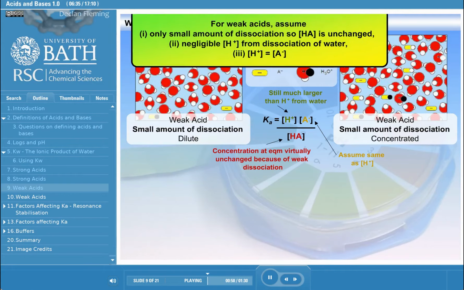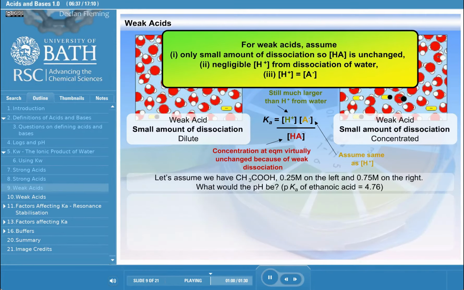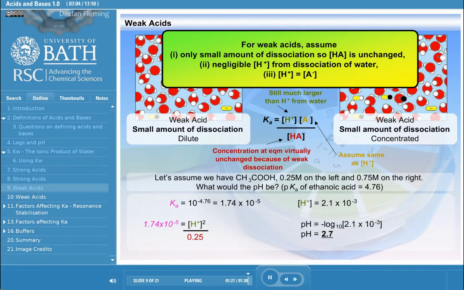So let's put this into action. If we have some 0.25 molar ethanoic acid, and we want to work out its pH, we'll want to get at its Ka first. Now let's apply our assumptions. If H+ equals A-, we can just simplify that to H+ squared, and we can assume our acid concentration is still 0.25 molar. Rearranging and taking the square root, we get our concentration of H+. The last step is to convert this into a pH.